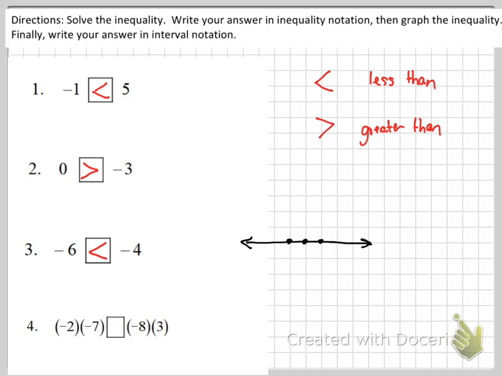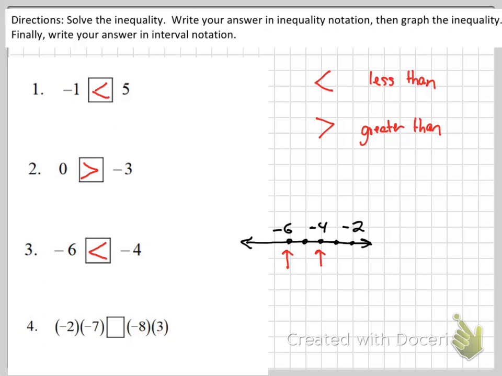So let's think about where negative 6 is on a number line versus where negative 4 is on a number line. And looking at this picture that I just drew, you can see that negative 6 is to the left of negative 4 on a number line. And again, the further left a number is on the number line, the smaller it is.